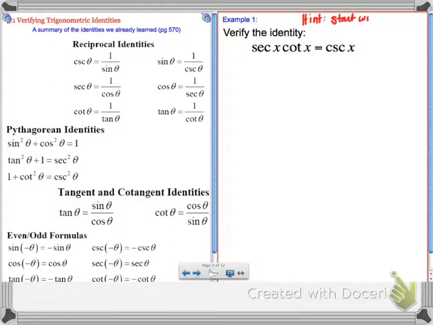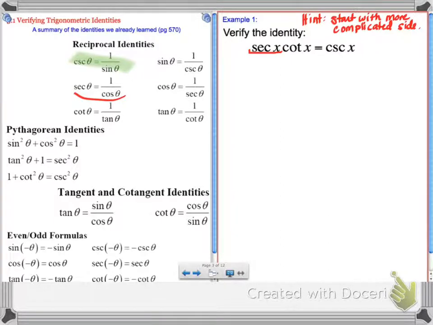The first hint for all identities that you're verifying is to start with the more complicated side. So we're not going to start with the side with cosecant of x. We're going to start with the side with secant of x cotangent of x. Now I am going to keep in mind what the other side is and what it has on it, but I'm not going to do much on that right-hand side. I'm just going to be familiar with it. I know that the right-hand side is cosecant of x, and cosecant of x is 1 over sine of x. So I'm familiar with that enough to know that I'm looking for 1 over sine of x.